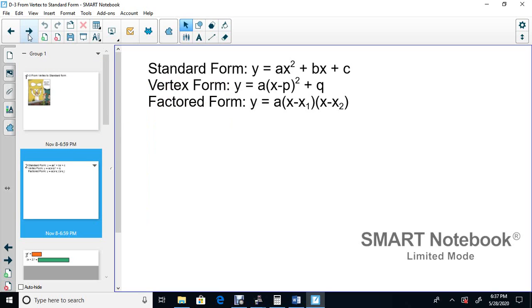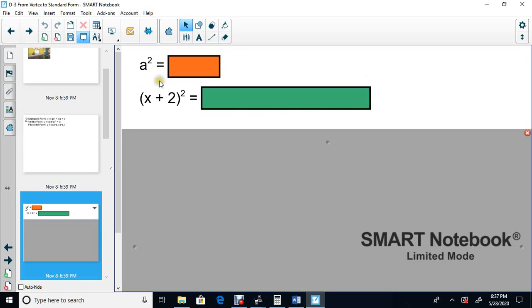So let's first take a look. This is standard form, y equals ax squared plus bx plus c. This is vertex form, y equals a(x minus p) squared plus q. And this is factored form. So we're going to go from here to there. We're going to go from vertex to standard by expanding. So let's take a look.